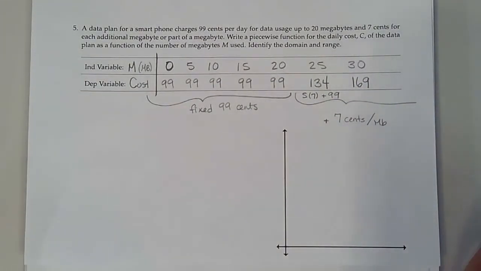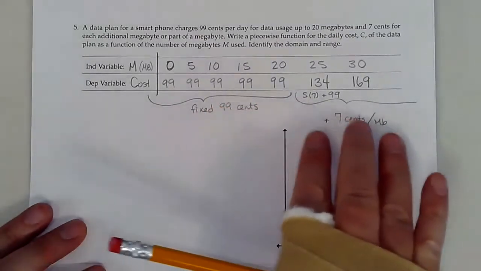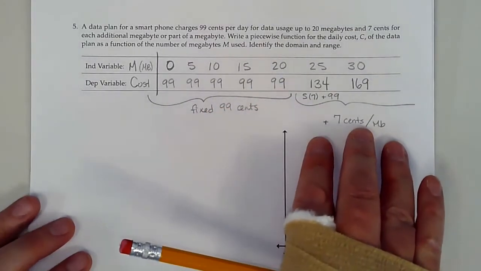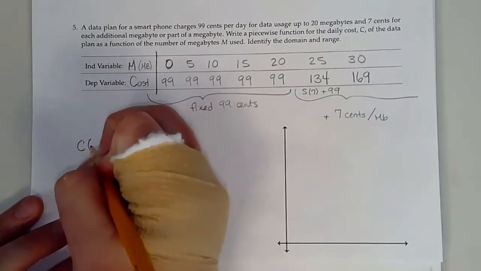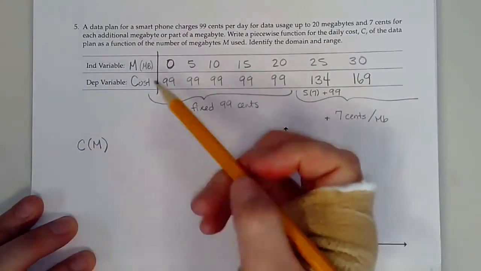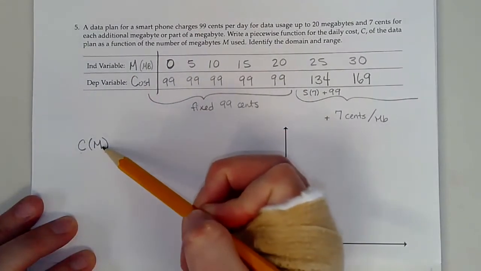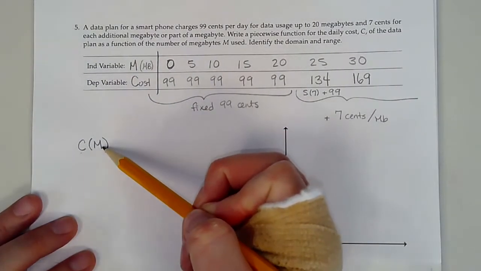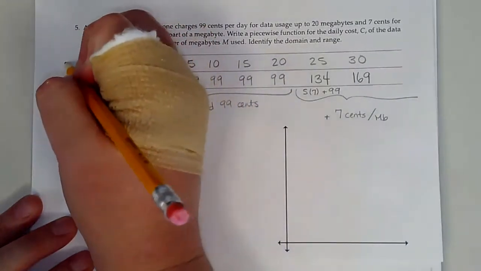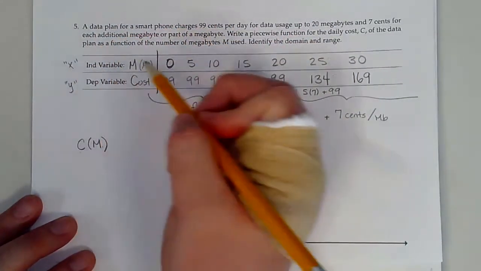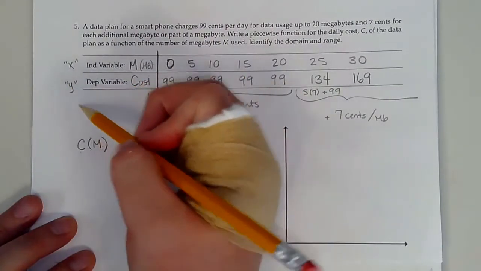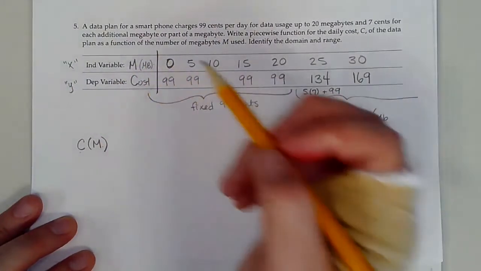Okay, now that we have this table, we can see that there are two distinct parts here. So our piecewise function will have two parts to it also. So our piecewise function is going to be C of M. So that's our dependent variable, and there's our independent variable. If you use X and Y, which we traditionally call this X and this one Y, that's fine. Just identify that you're using X to represent the megabytes and Y to represent the cost.